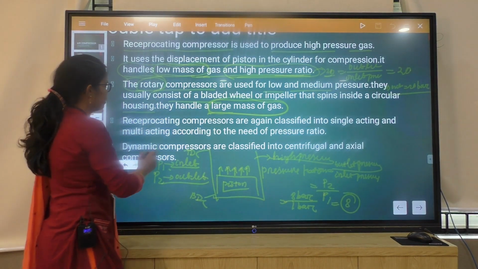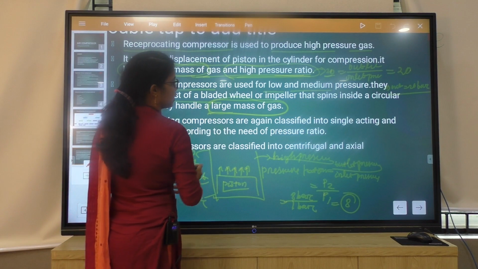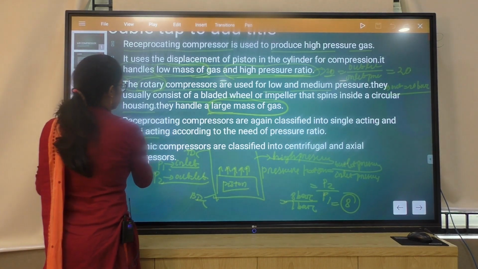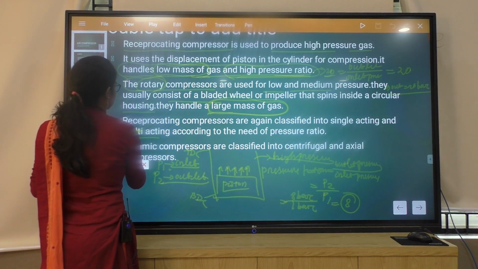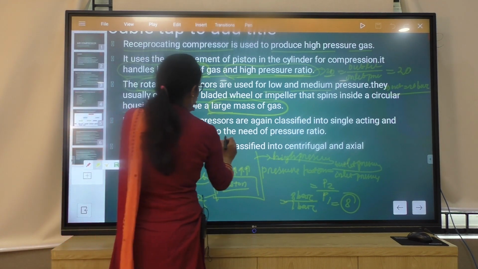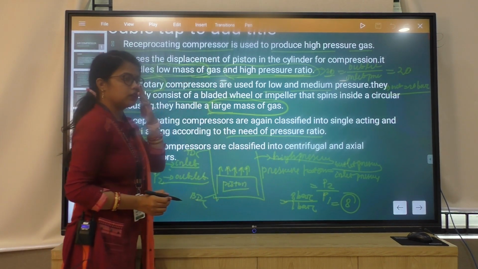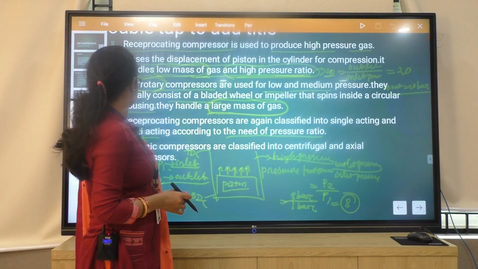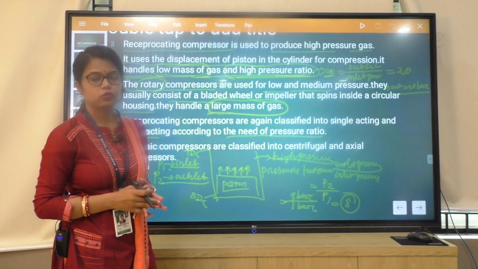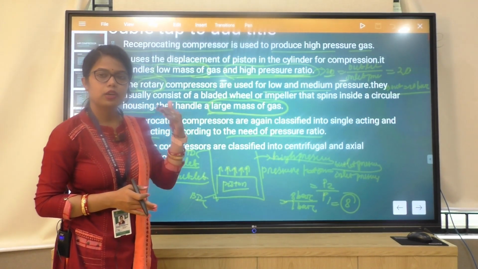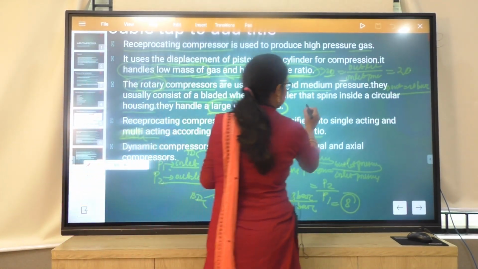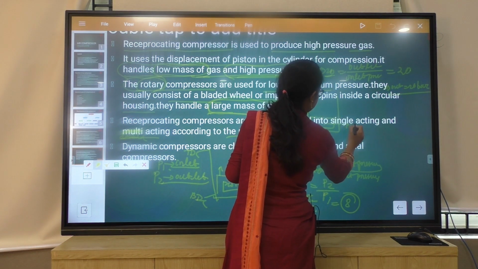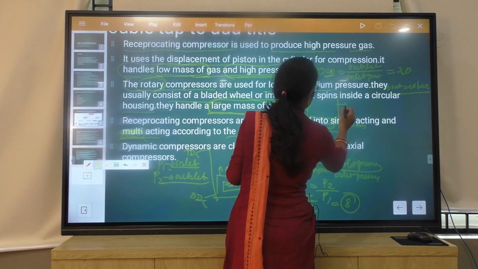Then coming to the fourth point, reciprocating compressors are again classified into single acting and double acting, according to the need of pressure ratio. What is single acting and what is double acting type of air compressor? I was telling you in this flow chart, the reciprocating type is further classified into single acting and double acting. Single acting and double acting means, inside the cylinder the piston is reciprocating, this is the piston and this is the cylinder.